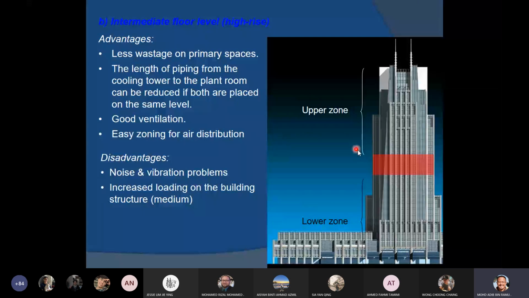Good ventilation and easy zoning for distribution, right? So just imagine you have the refrigeration plant in the middle. So you can have an upper zone and a lower zone, and you can have different control for different zones. Disadvantages, more or less similar to the rooftop: noise and vibration problem, and also increased loading on the building structure, but not as much as if you place the refrigeration plant on the rooftop.